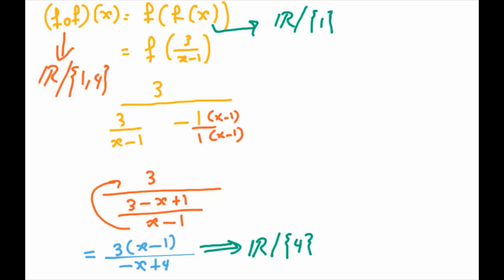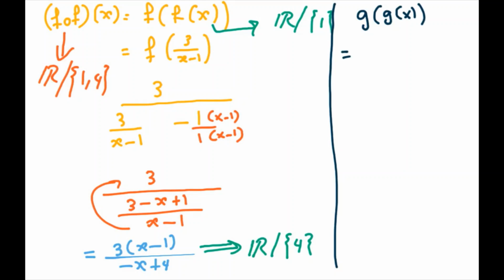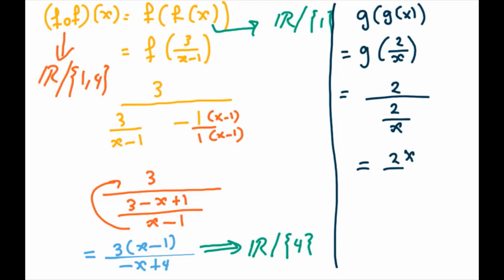Okay. Now the last thing is going to be g of g, which is equal to g of 2 over x. That's equal to 2 over 2 over x. That's going to be equal to 2x over 2, which is equal to x.